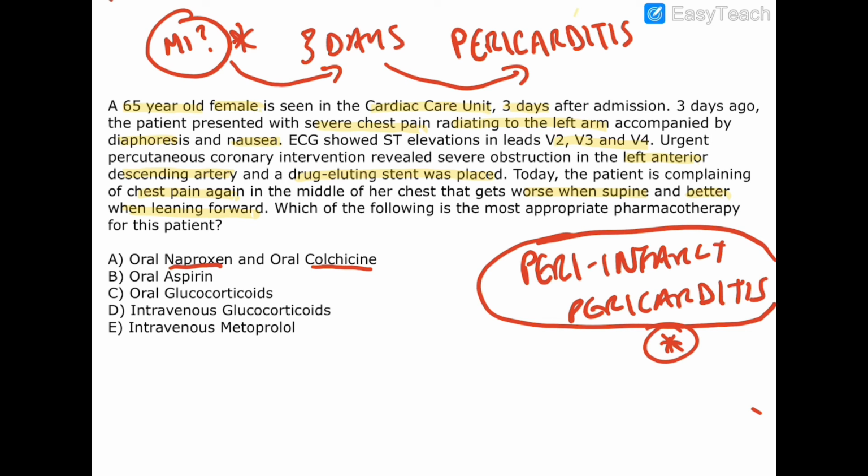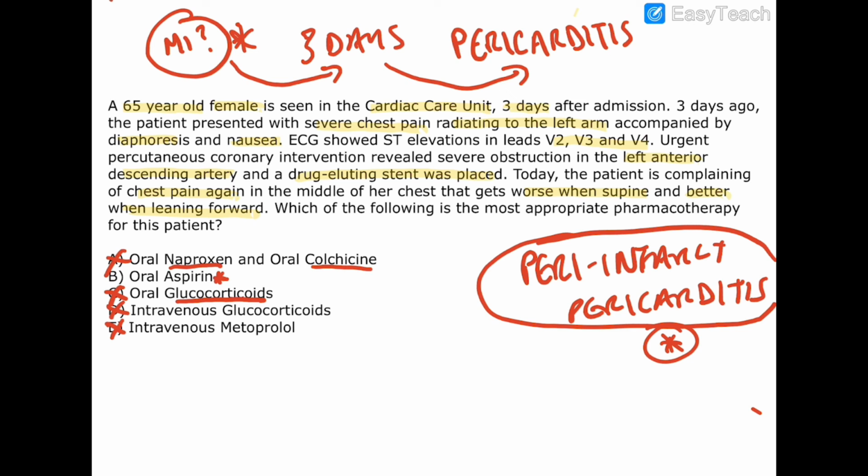Oral glucocorticoids are not first line. Okay? Oral glucocorticoids are not first line. They're typically second or third line treatments for pericarditis. Aspirin is an interesting one. We'll come back to that one. Intravenous glucocorticoids are never indicated for pericarditis. They're typically indicated for more severe inflammatory conditions. You can see intravenous glucocorticoids typically used for multiple sclerosis flares and things like that. It's not indicated in pericarditis. Metoprolol, a beta blocker, would be useful in certain cases of an MI, for example, to reduce blood pressure and heart rate, but in the case of pericarditis, it is not advisable.